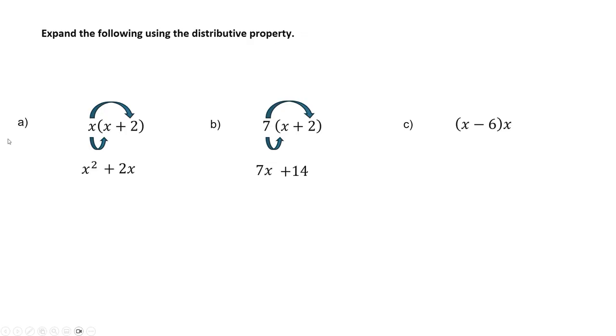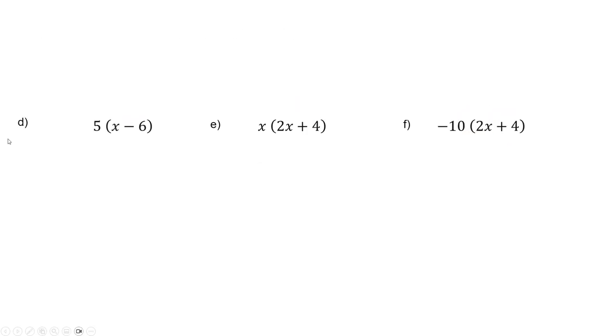Question C, x times negative 6 is negative 6x, and x times x is x squared. D, 5 times x is 5x, minus 5 times 6 is minus 30.